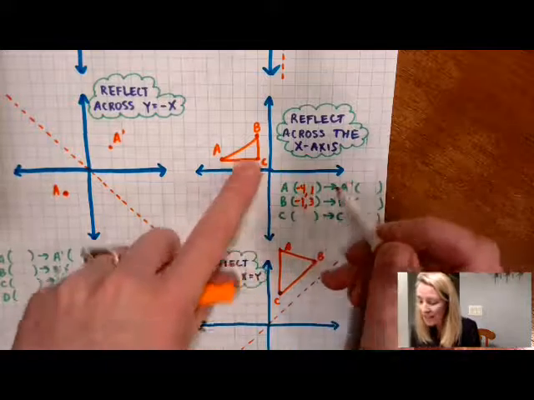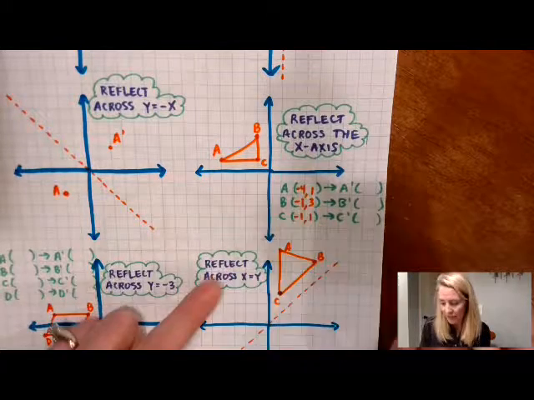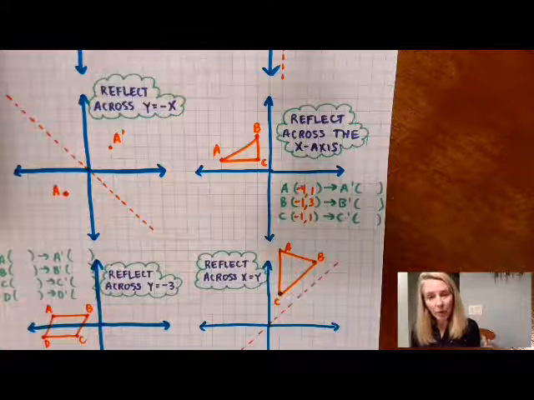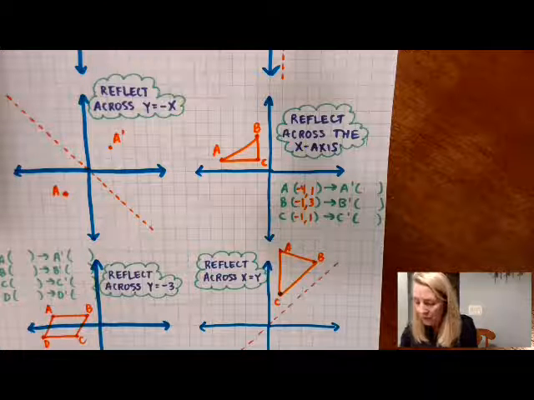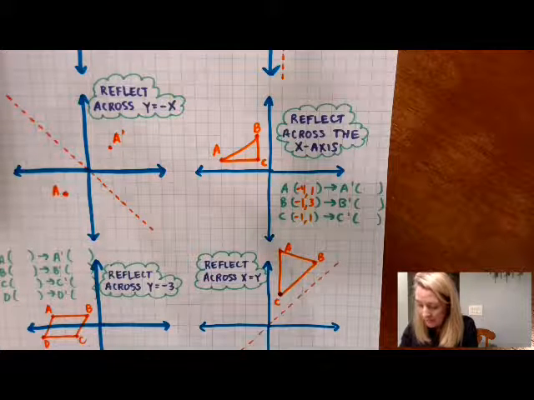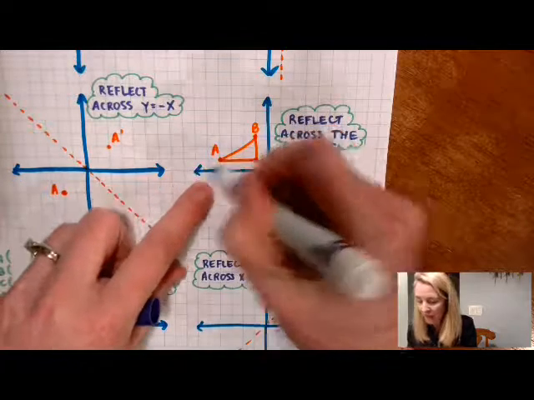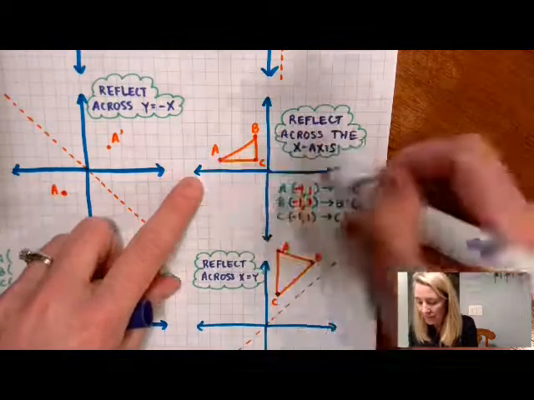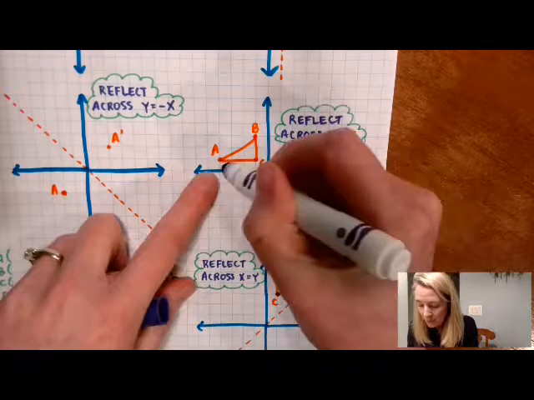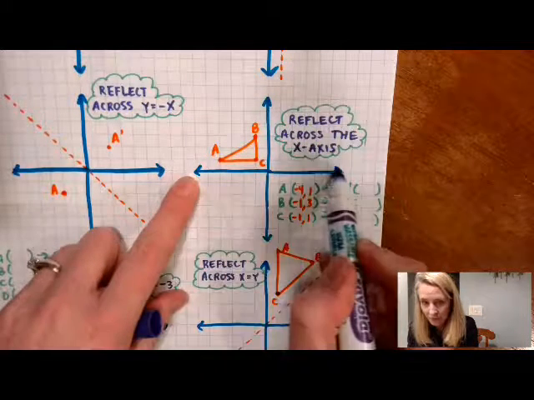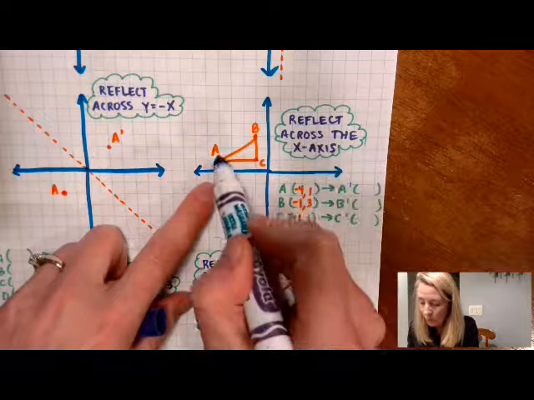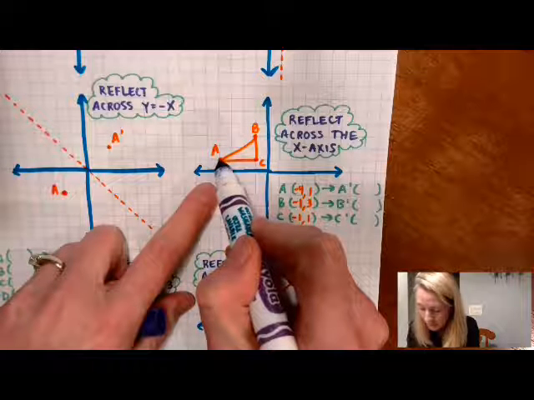If I'm reflecting across the x-axis, I'm going to get a different color here. I'm going to take it one point at a time like I always do. My A goes across my x-axis, which is this one. So imagine that horizontal line is my mirror. If I'm 1 point away from my mirror right here, then I'm going to be 1 point below. So there's my A prime.